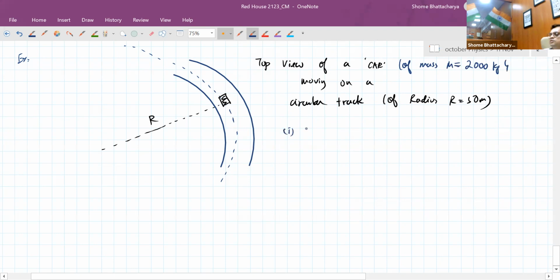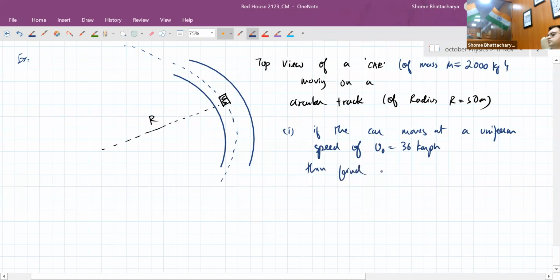On the first part, if the car moves at a uniform speed of 36 kilometers per hour, then find the net frictional force acting on its tires.